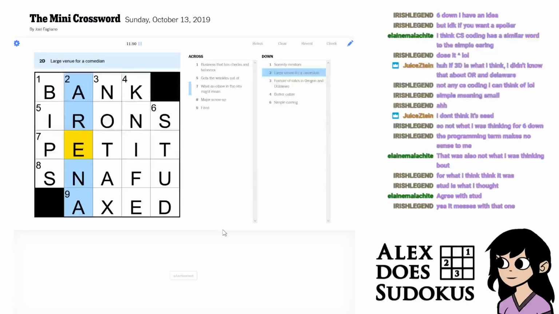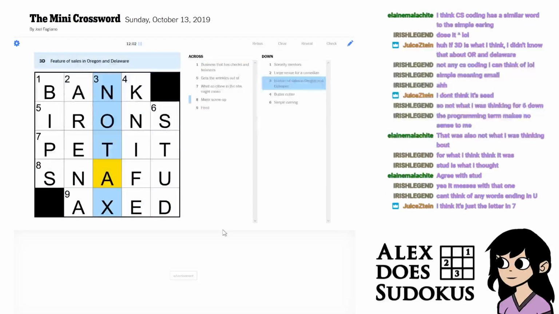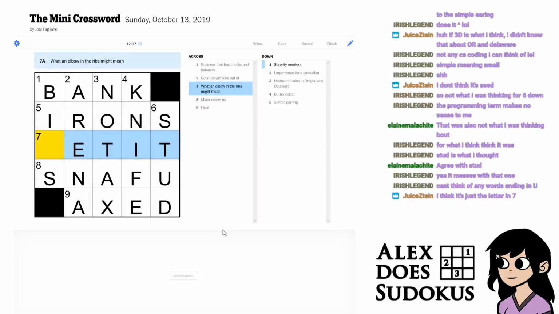I think arena and knife must be correct. And I think no text seems to make sense as well, because it fits in with X'd. And bank has to be right. Can't think of any words. I think it just said the letter in 7. Because bips doesn't make any sense to me, so elbow in the ribs may mean one down. Go on. Did you say you knew what one down? One down looks to be plural.